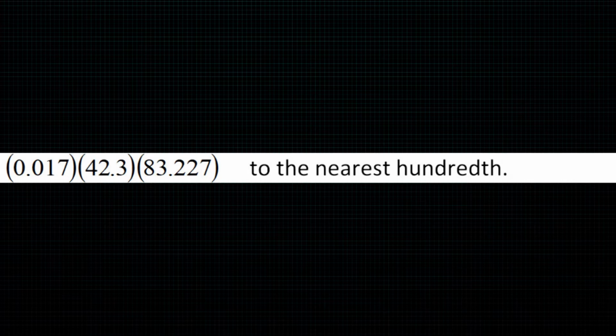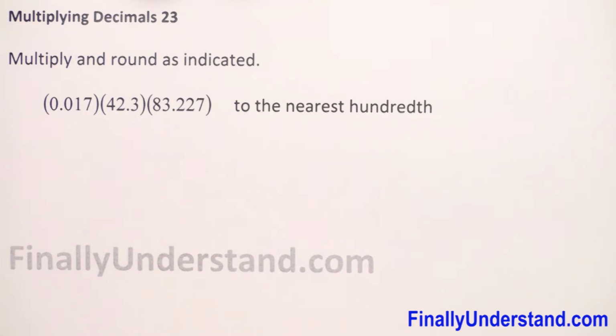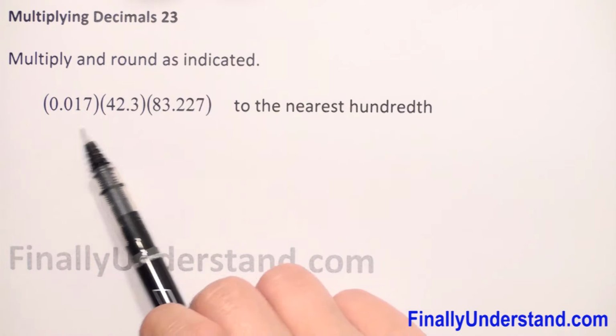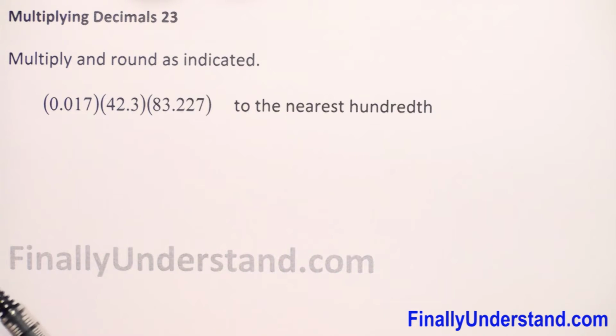We have to do multiplication next. So first, let's see what we have here. We have 3 decimal numbers. How do we multiply decimal numbers? The same way we multiply whole numbers. So first, let's forget about decimal points, and what else?